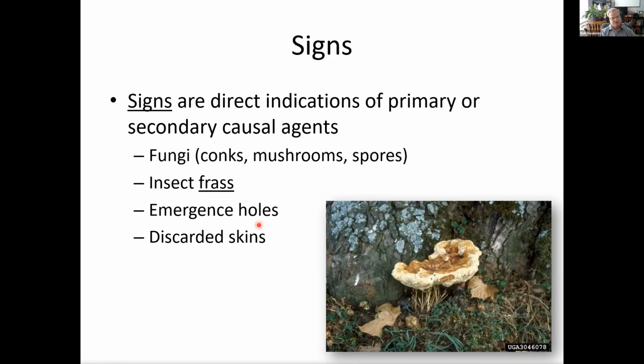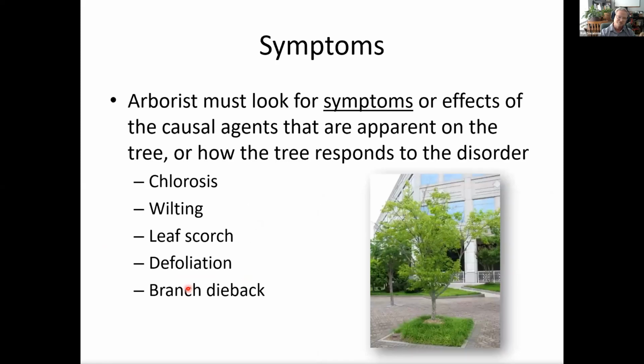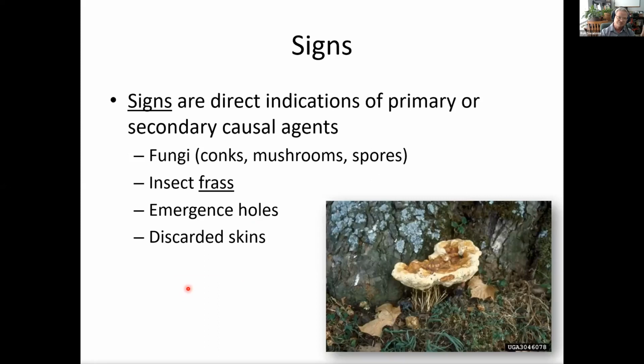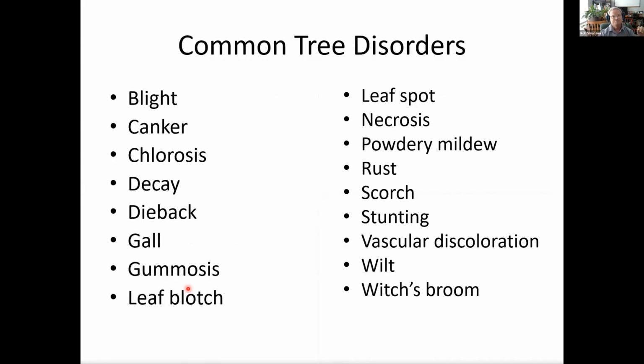You might also find discarded skins. A lot of times when borers are inside of a tree, it might be the pupal stage and it's ready to reach adulthood, so it comes out to that exit hole and then it shucks its own skin. The difference between symptoms, which can have multiple causes, and signs, which have very specific causes. So if you can find signs, that's going to help answer your questions much more precisely.